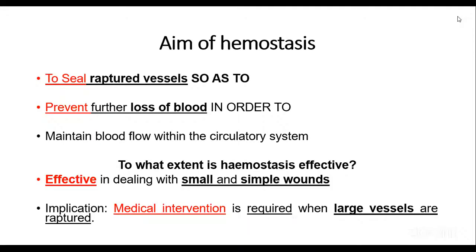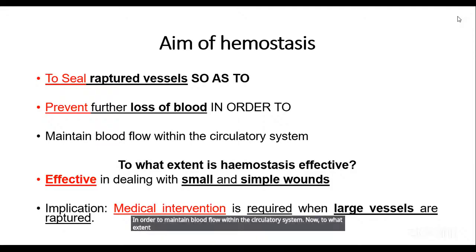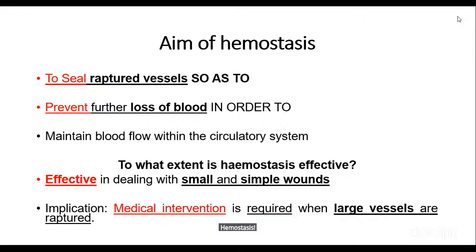So what is the aim of hemostasis? One is to seal ruptured vessels. And why? So as to prevent further loss of blood in order to maintain blood flow within the circulatory system. Now, to what extent is hemostasis effective? Hemostasis has proven to be effective in dealing with small and simple wounds. And that means in case of damage or rupture of large vessels, there will be need for medical intervention.